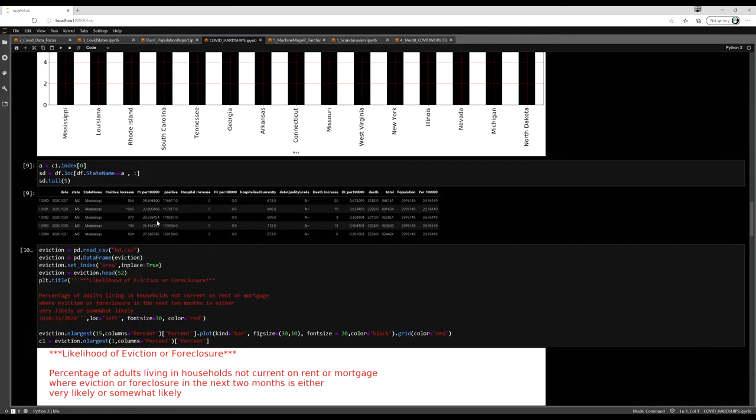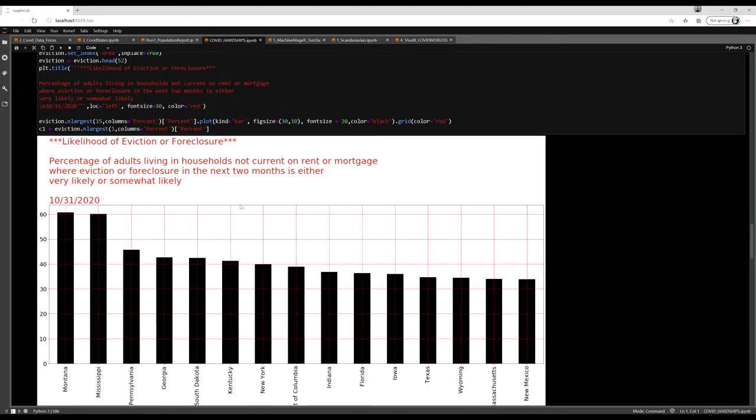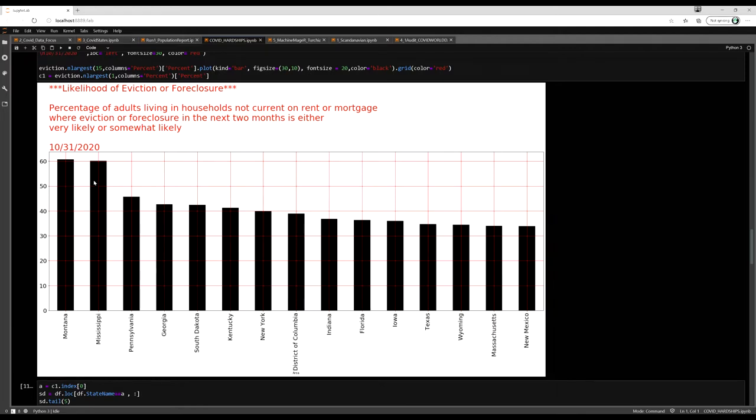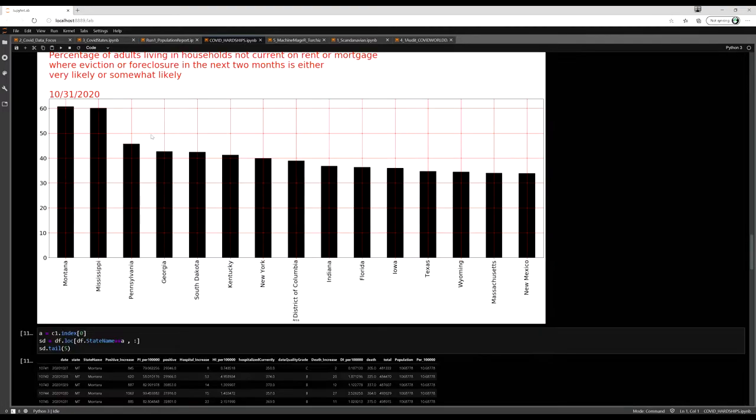Same thing. Now, likelihood of eviction or foreclosure. This is intriguing. Now, I had to double-check the data on this, and I'll show you in a second. Montana. Remember, this is tracking the COVID data. Mississippi, again, is getting hammered. But Montana, this is weird, because looking at all the data as a whole, you wouldn't expect Montana of all places. Close to 60% of the people not current on rent or mortgage say eviction or foreclosure in the next 2 months is either very likely or somewhat likely.